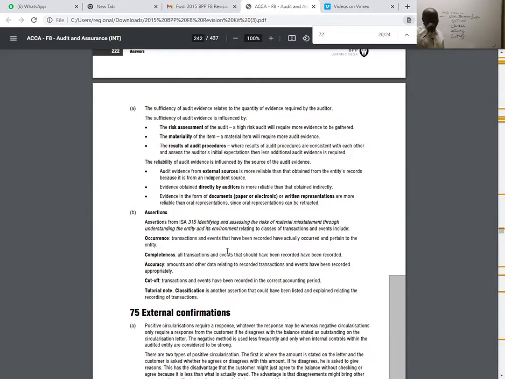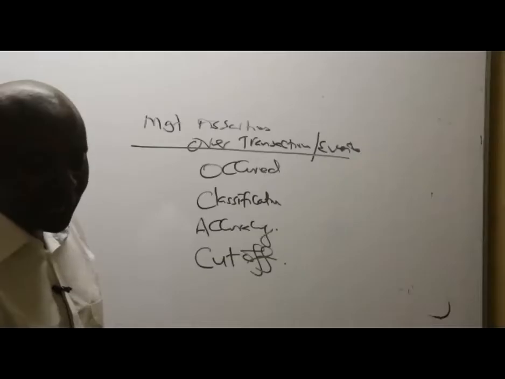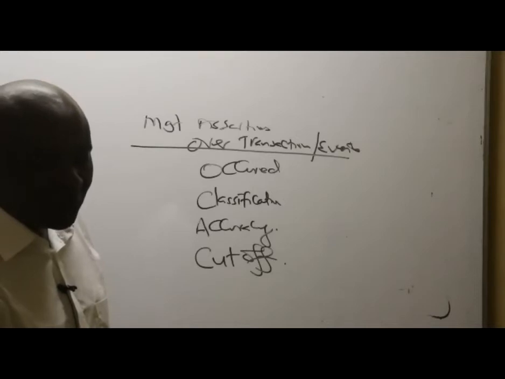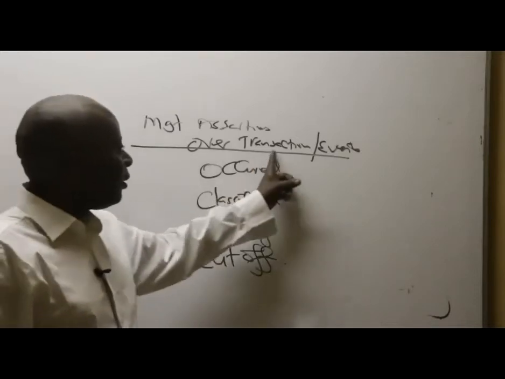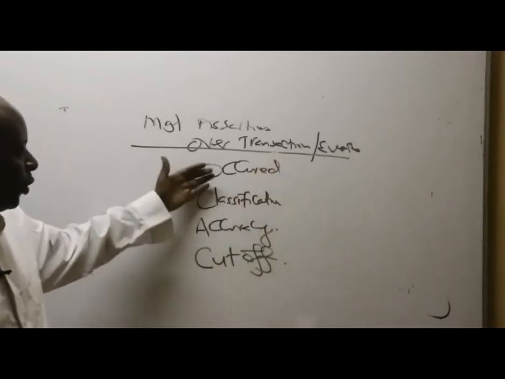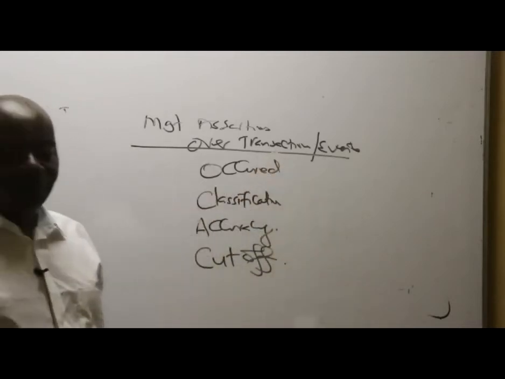In the correct accounting period. They left out one, classification. I know they have also said classification is another assertion. It's OCAC. We normally talk of OCAC. Whenever they talk of assertions over transactions and events, always talk of OCAC.